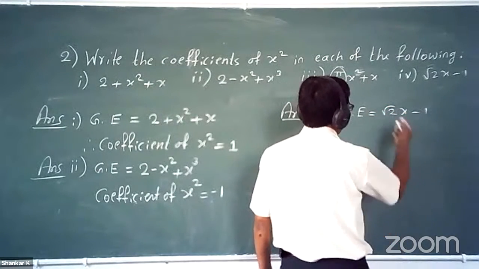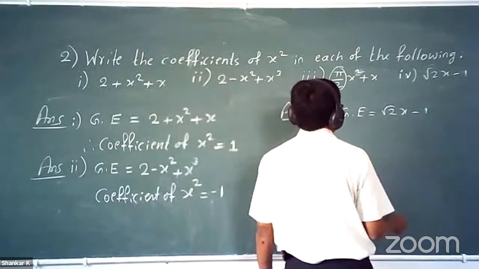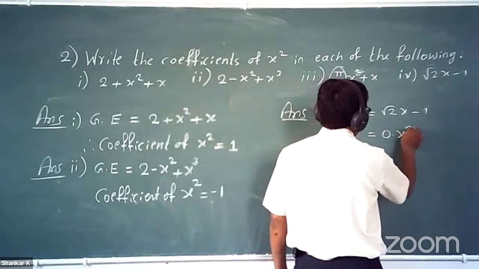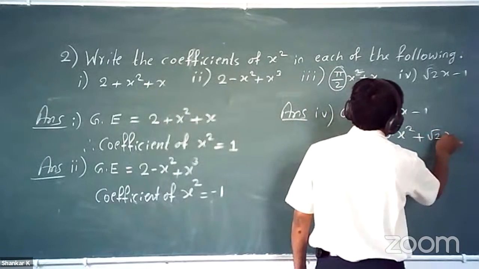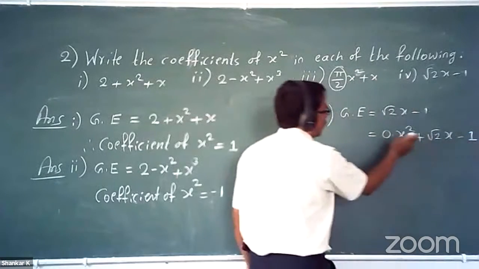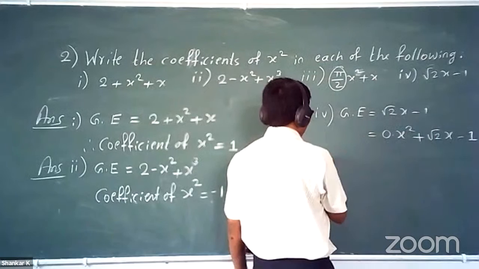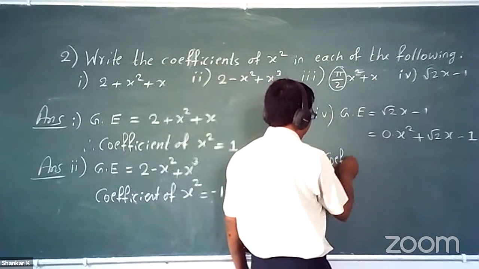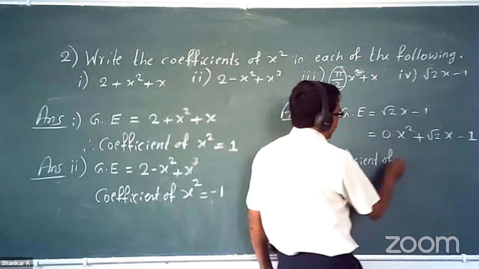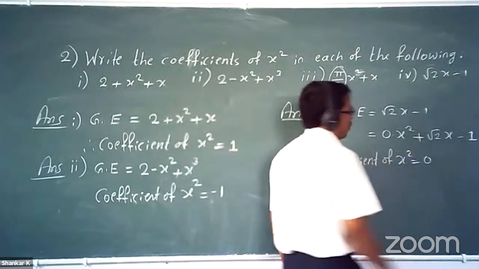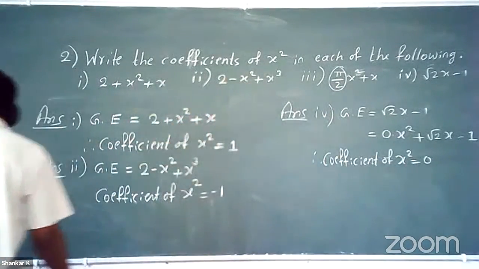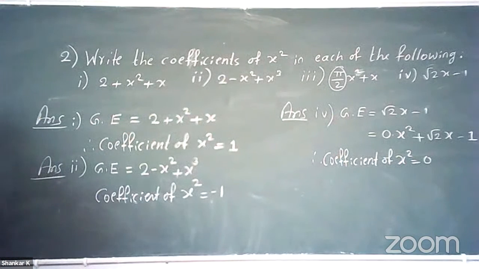Here coefficient of x square, if it is asked, you can write this way for your understanding: 0x square plus square root of 2x minus 1. What is coefficient of x square now? 0. Therefore, coefficient of x square is 0. Over. That's third one you write. Next.